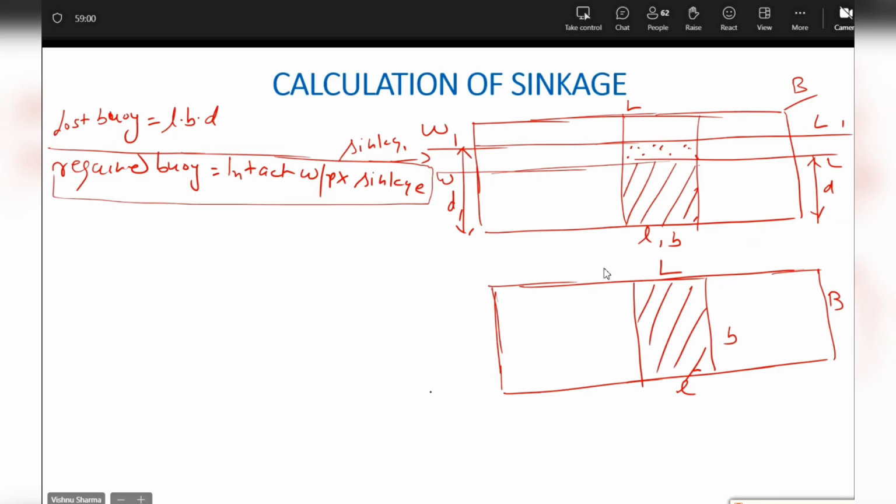If I remove some part of the book, cut out some part, then what happens? What is the remaining area of the page? The remaining area of the page is the total area minus whatever has been cut out. Do you agree? Yes or no? Yes, sir.